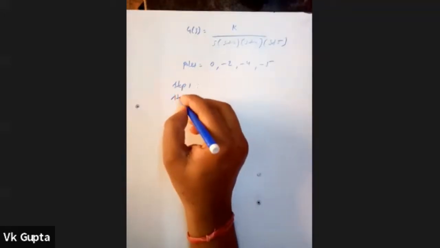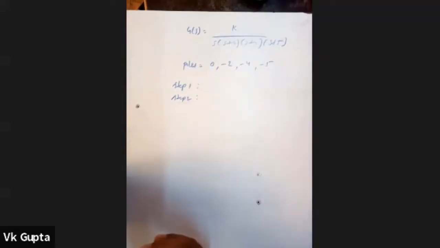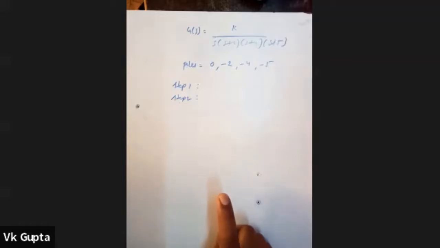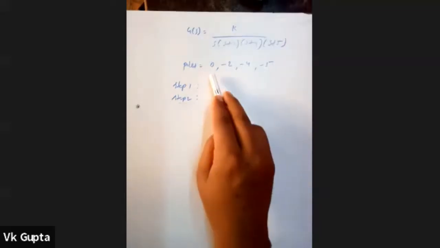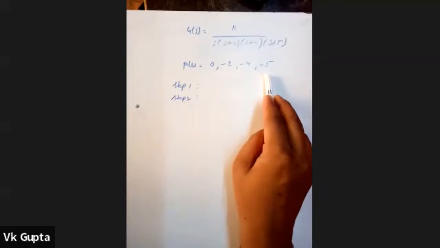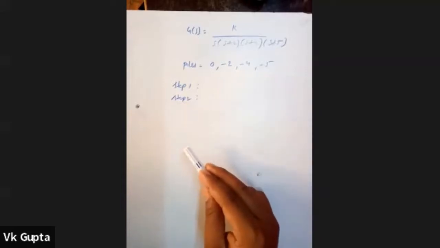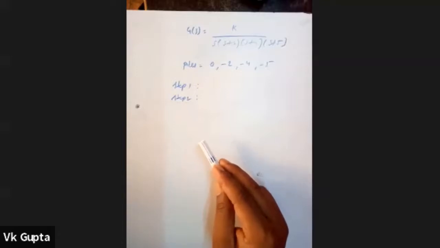Step number 2 speaks about the origin and final points. So write down, the 4 branches of root locus start at 0, minus 2, minus 4, minus 5, and all branches terminate at infinity.